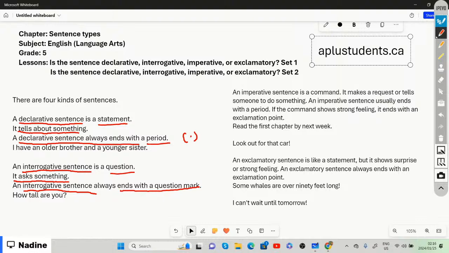And an imperative sentence, right? It is a command. And it makes a request, or it even tells someone to do something. So it's a command. So it makes a request, or it even tells someone to do something.